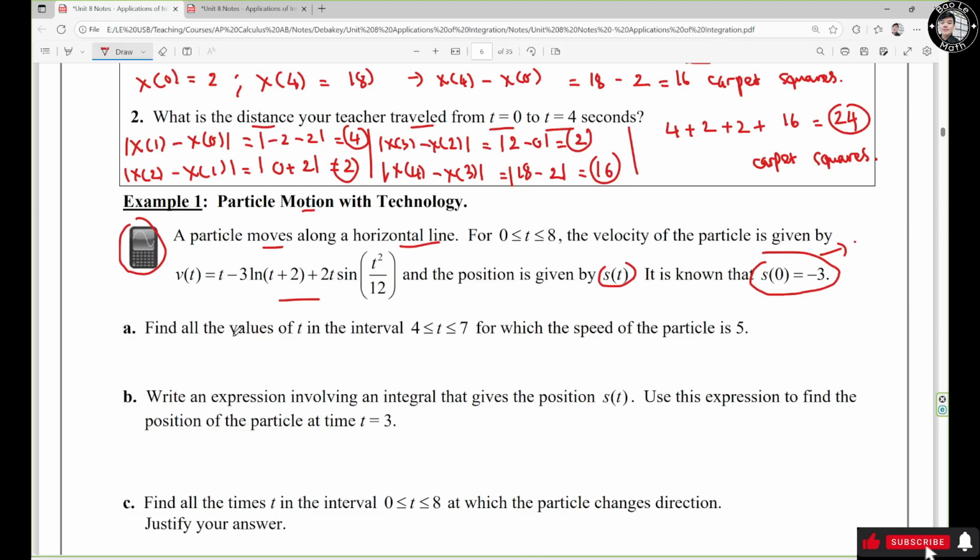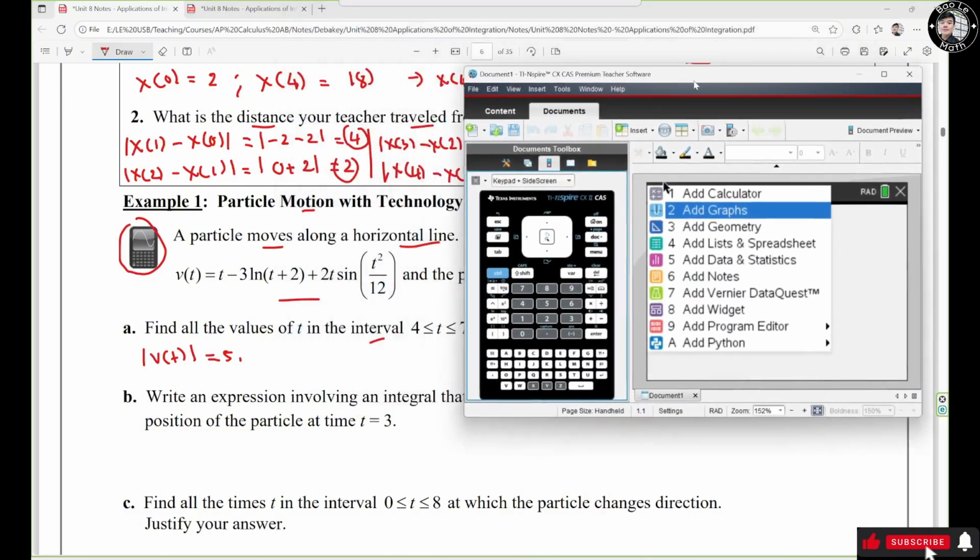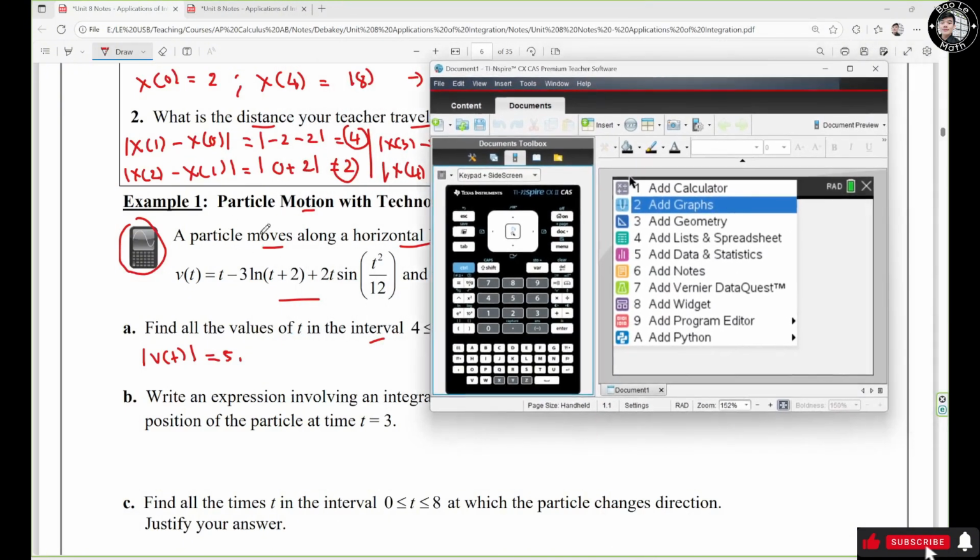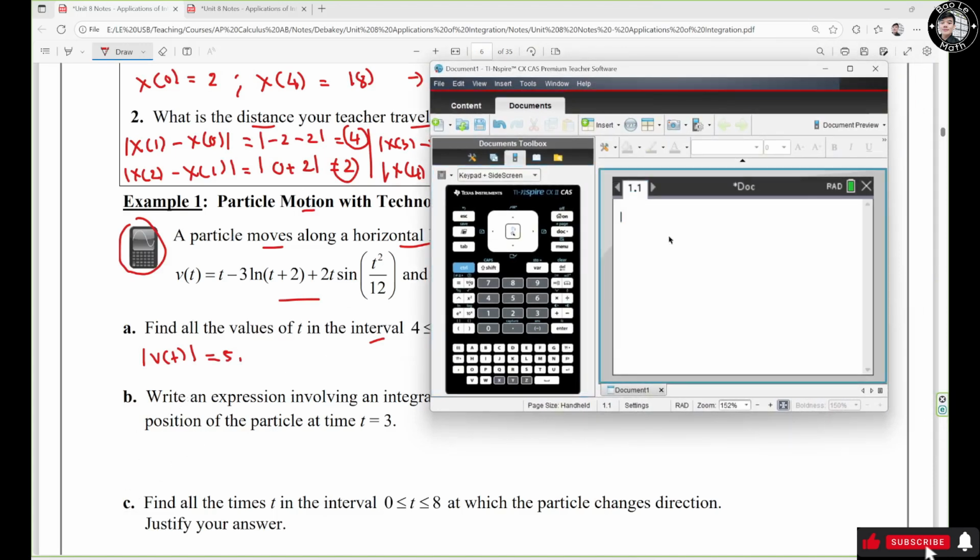Now, question 8. Find all values of t in the interval 4 to 7 for which the speed of the particle is 5. Remember, when we talk about the speed, we talk about the absolute value of v of t, and this must equal 5. Now, we're going to bring up the calculator. We need to store the function right here so that it's going to help us to calculate parts B, C, D.